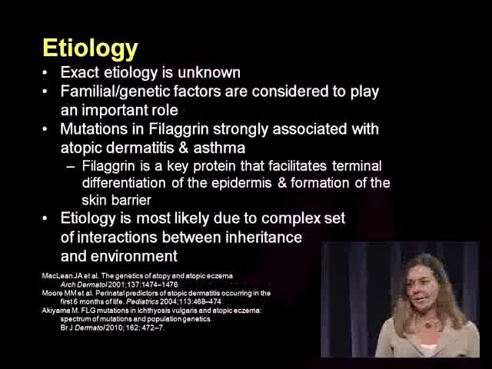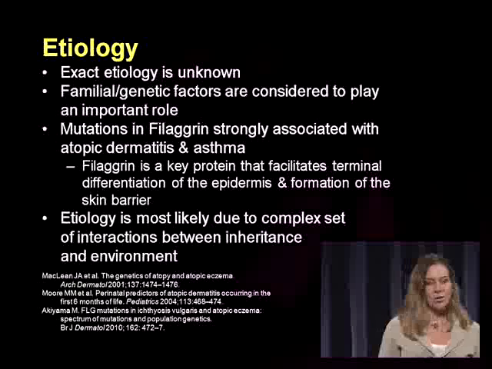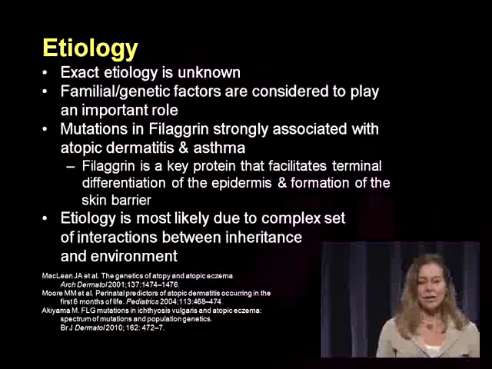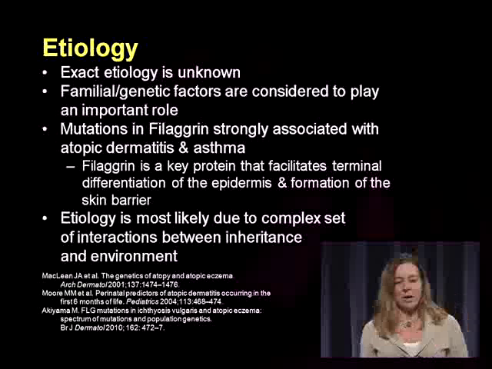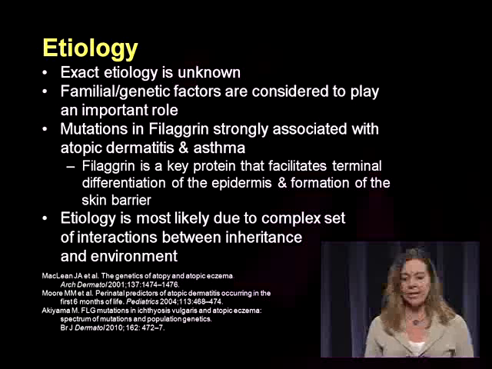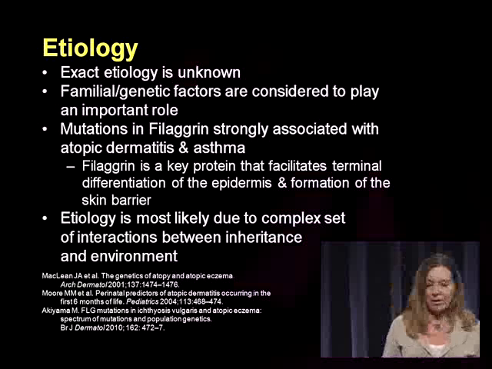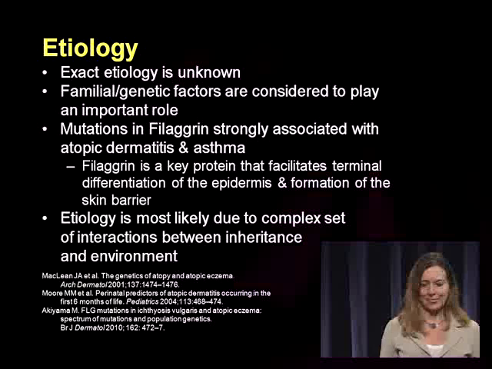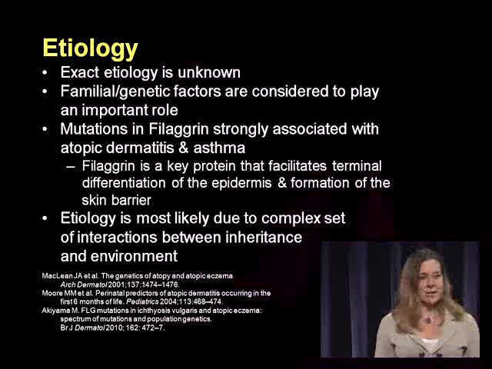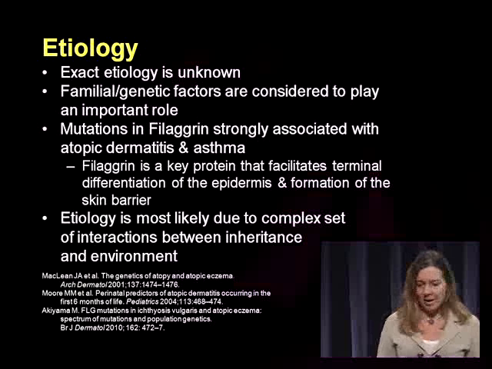There does appear to be an important familial genetic factor. As well, there have been numerous studies now that have shown that mutations in the filaggrin gene are strongly associated with both atopic dermatitis, asthma, and Ichthyosis vulgaris, which we'll talk about a little bit later. Filaggrin is an important protein in the formation of the stratum corneum, which is responsible for the barrier function of skin. It's believed that the etiology of atopic dermatitis is really due to a complex interaction between these genetic factors as well as environmental factors.